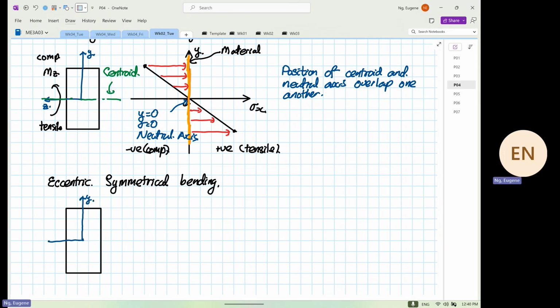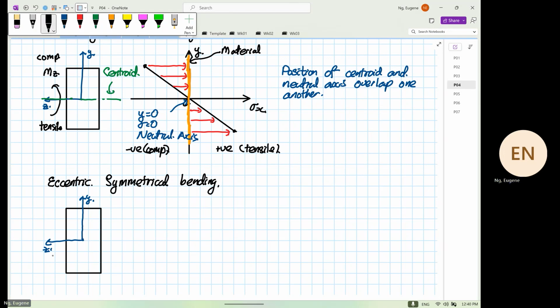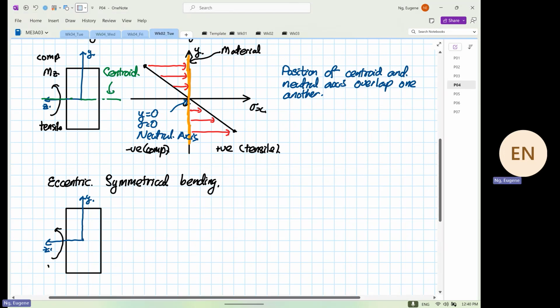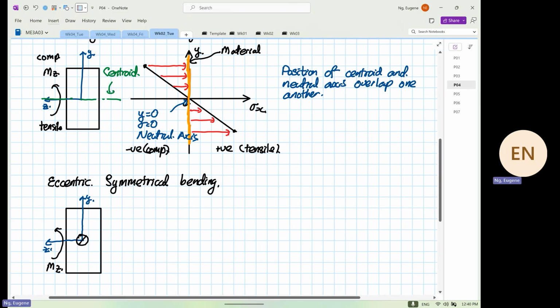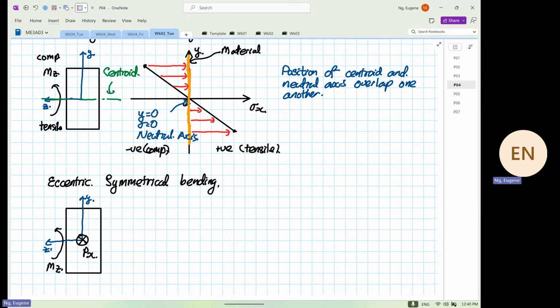Over here is our z. Then we have a moment in x, in z. And then we have a force that is pushing in this face, and this is going in as our px. So px is acting on the surface of the what? Material. Okay. So we know moment about z, this is compression.